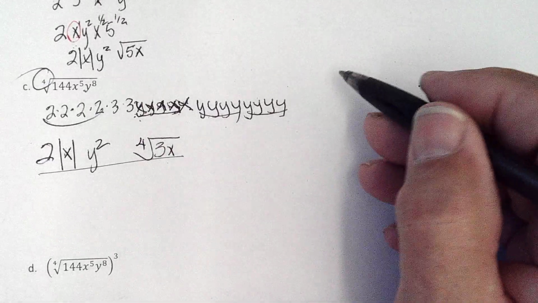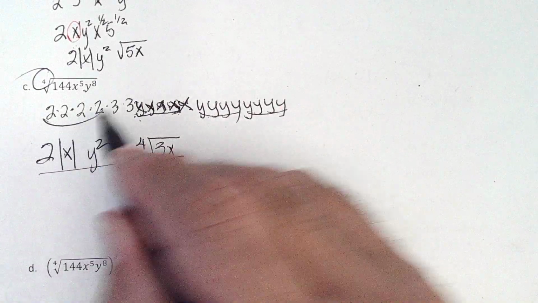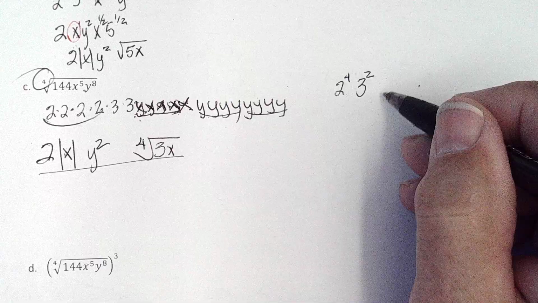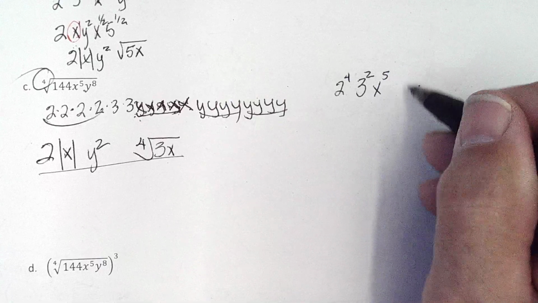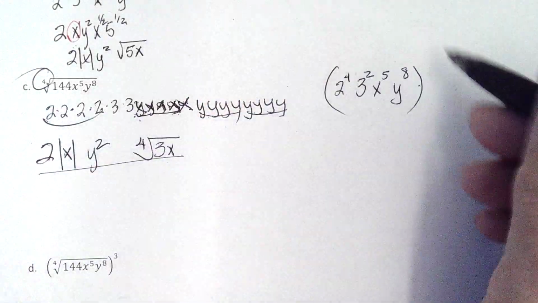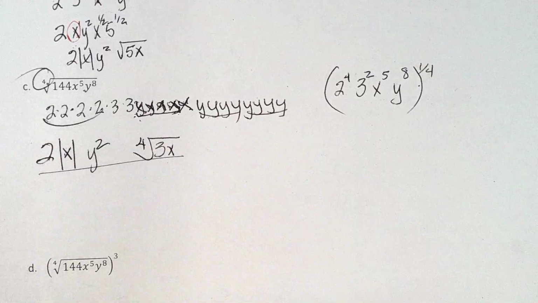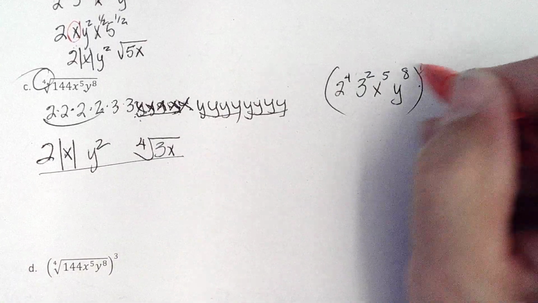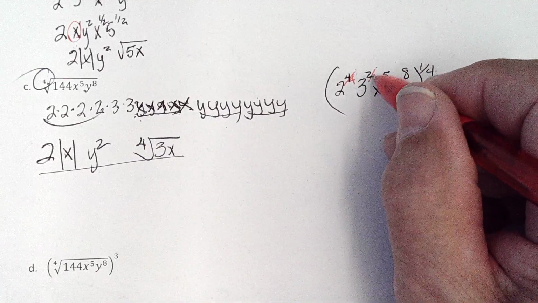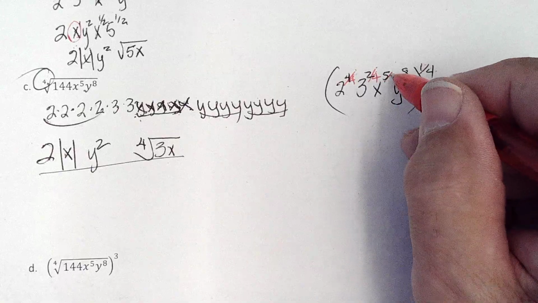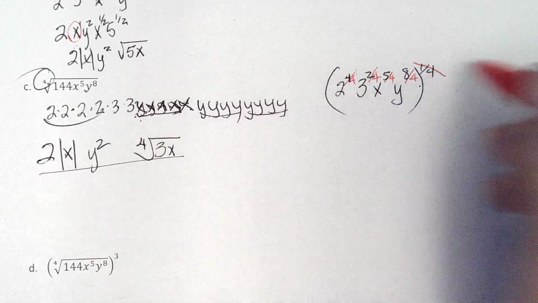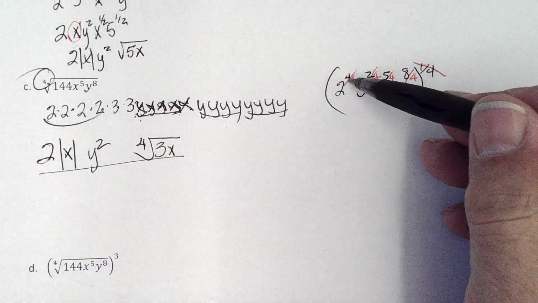Let's do the same problem with the power method. 144 is 2 to the 4th, 3 squared, x to the 5, y to the 8th, to the 1/4 power. So 1/4 times 4 is 4/4. 1/4 times 2 is 2/4. 1/4 times 5 is 5/4. 1/4 times 8 is 8/4. 4/4 is 1.